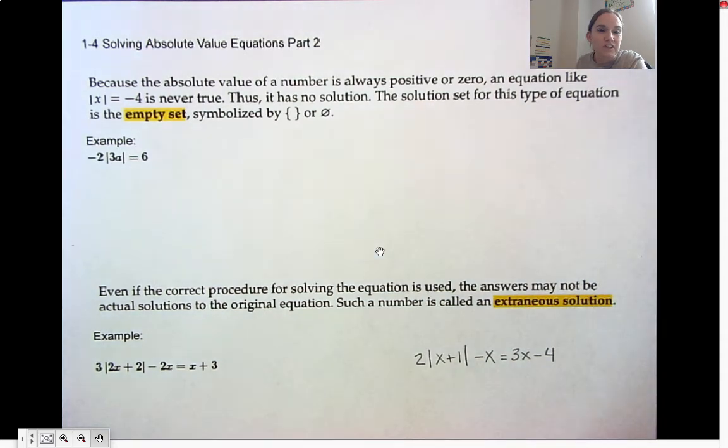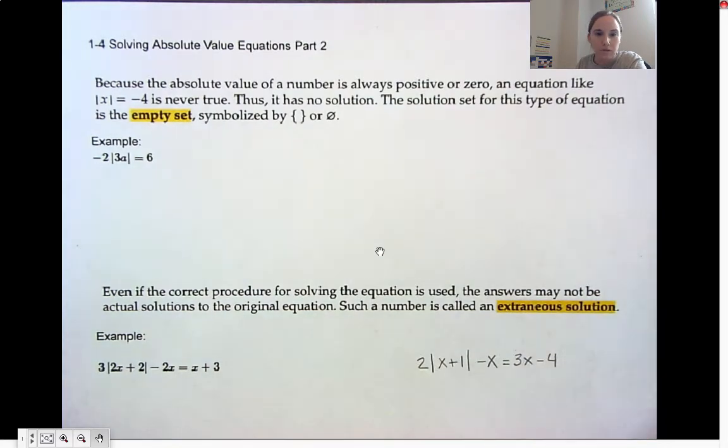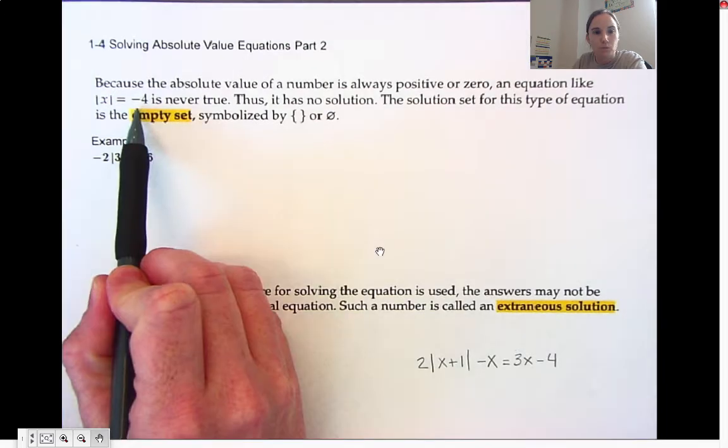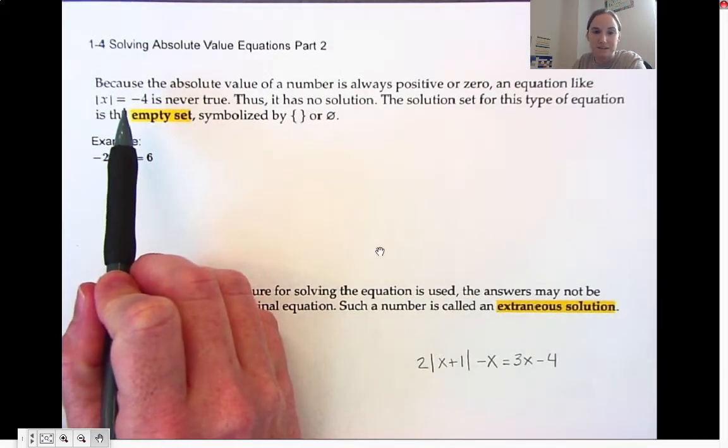This is a continuation of 1-4 solving absolute value equations. Sometimes when you solve absolute value equations, there is no solution. Remember that absolute value is a distance.